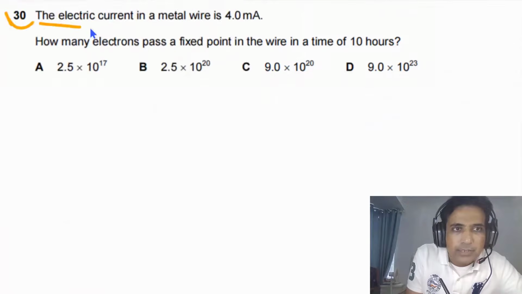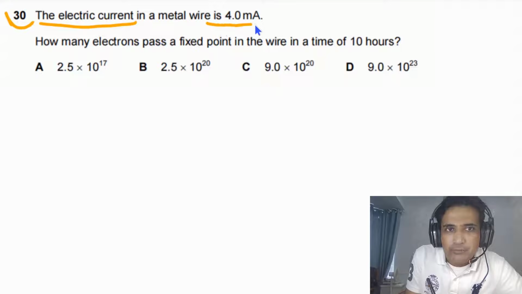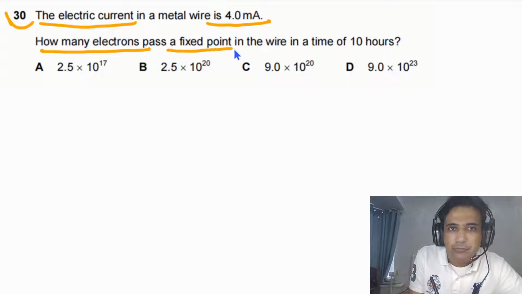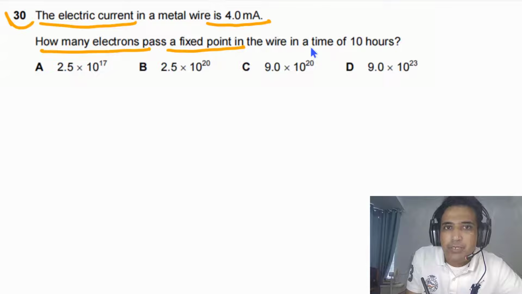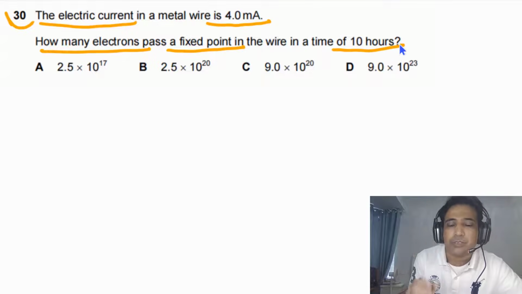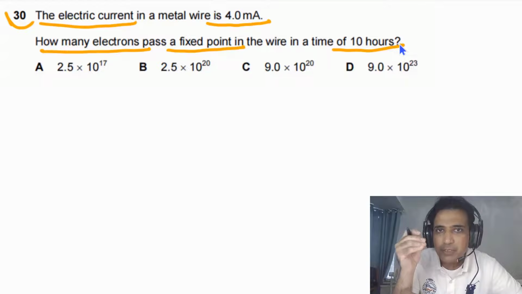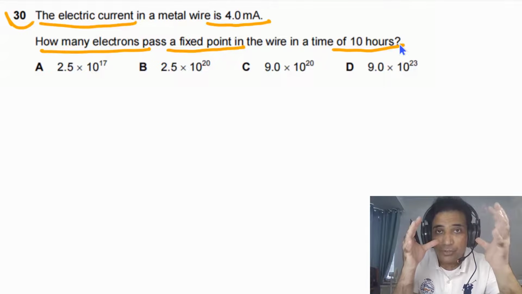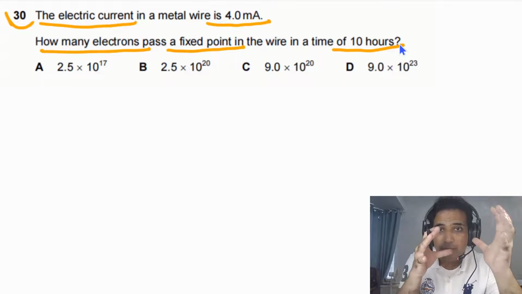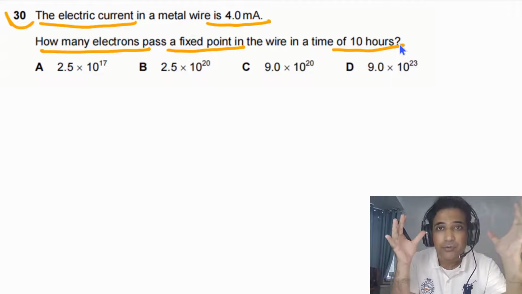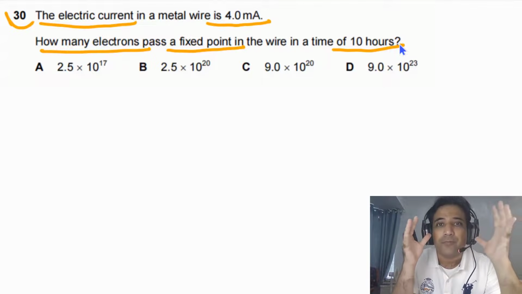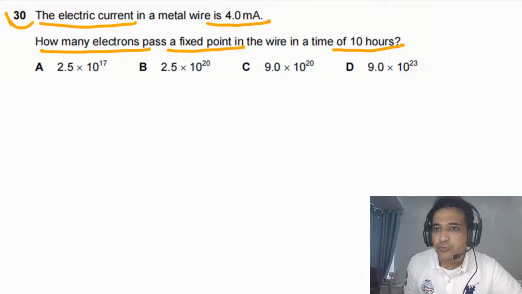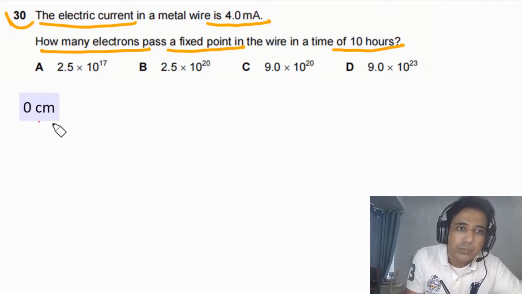Question 30 says the electric current in a metal wire is 4.0 milliamps. How many electrons pass a fixed point in the wire in a time of 10 hours? A beautiful question, very nice question. We can simply answer this question, but if you don't have a clear picture of what is happening, that is not good. That is not physics. That is just using a formula. So let's try to picture this, to depict this.